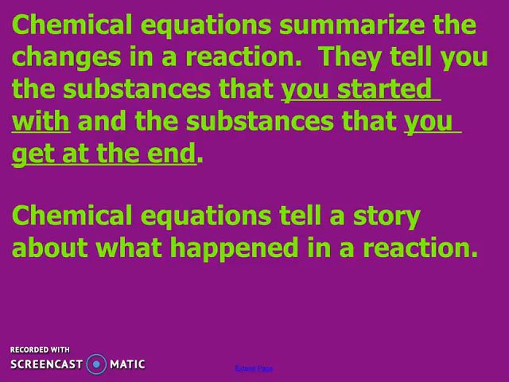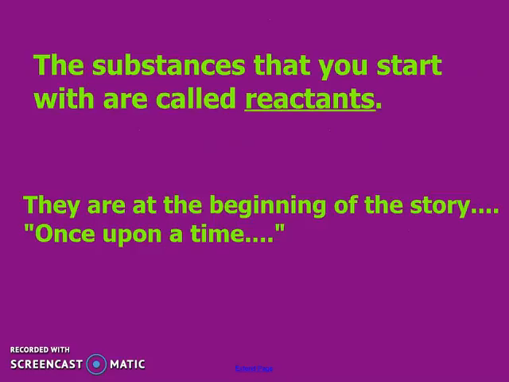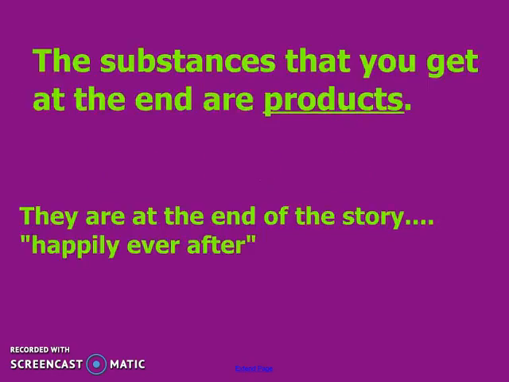Those equations are going to tell a story kind of about what happened in the reaction. What did you start with? What did you end up with? So the substances that we start with are called the reactants. This is what gets the reaction going. This is like your beginning of the story. So this is your once upon a time. The substances that you get at the end are the products. So this is at the end of the story, like your happily ever after.